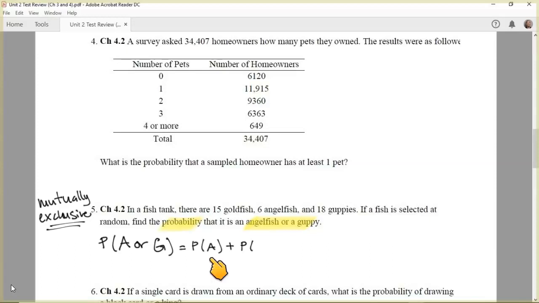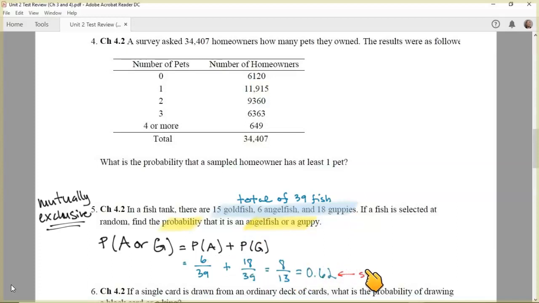So what's the probability of an angelfish? What's the probability of a guppy? Well, we first find the total. There's a total of 39 fish, with angelfish 6 out of 39, and guppies 18 out of 39. So my probability is 8/13 or 0.62, which is somewhat likely. A likely event is 0.75, and this is getting close to 0.75, so that's a somewhat likely event.